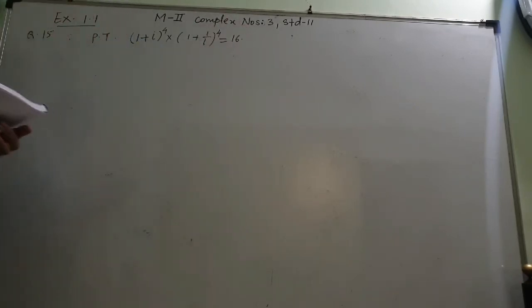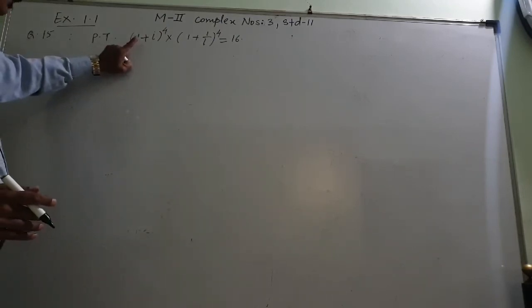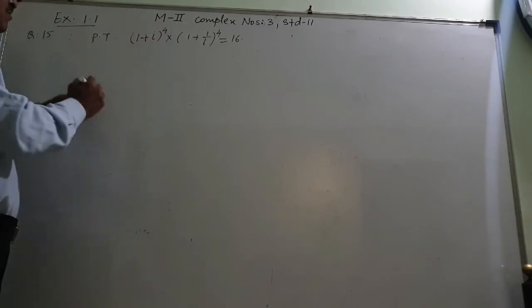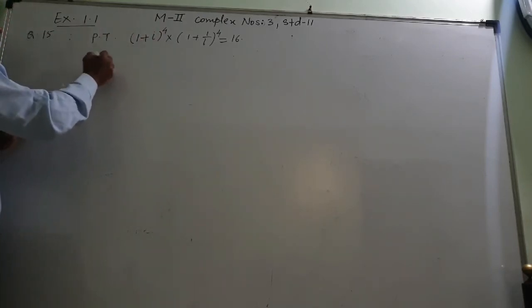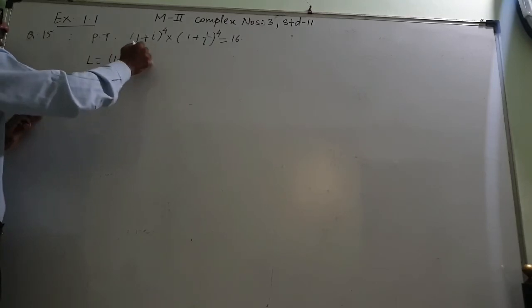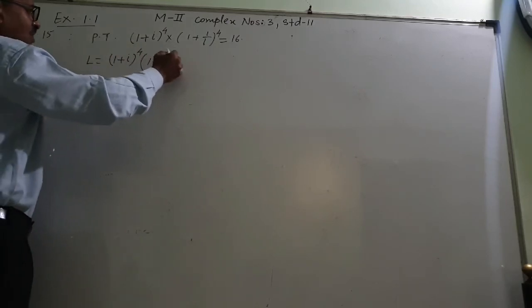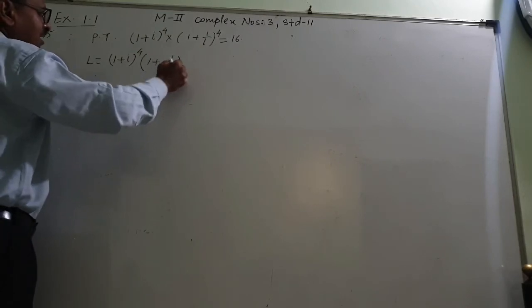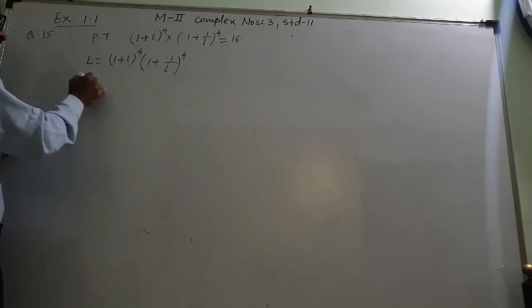This I have to prove. So what I will do is, first of all, what is (1 plus i) whole square, that I will put. LHS I will take. LHS equals (1 plus i) raised to 4 into (1 plus 1 upon i) raised to 4. That is equal to.